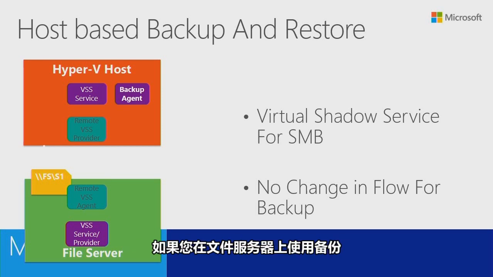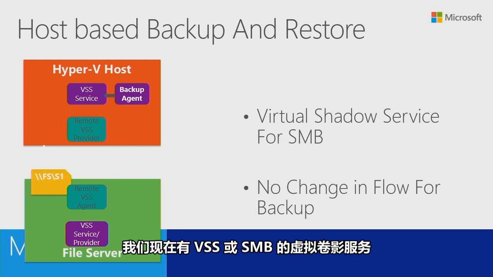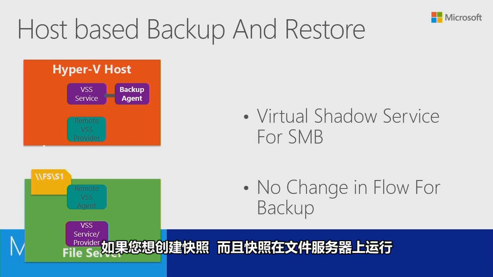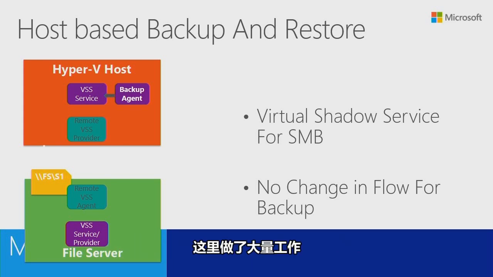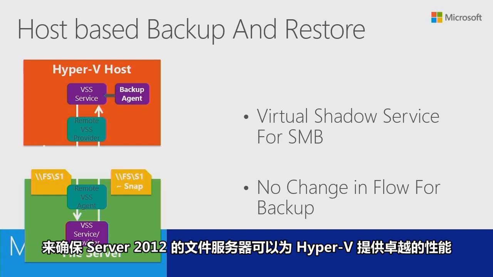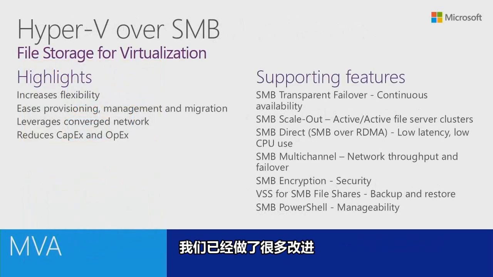So if you're using backup on a file server, guess what? We've got VSS now, Volume Shadow Copy Services, for SMB. So if you want to take snapshots and your snapshots are running on a file server, we've created a VSS provider for SMB. Again, a tremendous amount of work here to make sure that file servers in Server 2012 give you first-class, fantastic performance with Hyper-V. So again, we've run through a bunch of these different things.